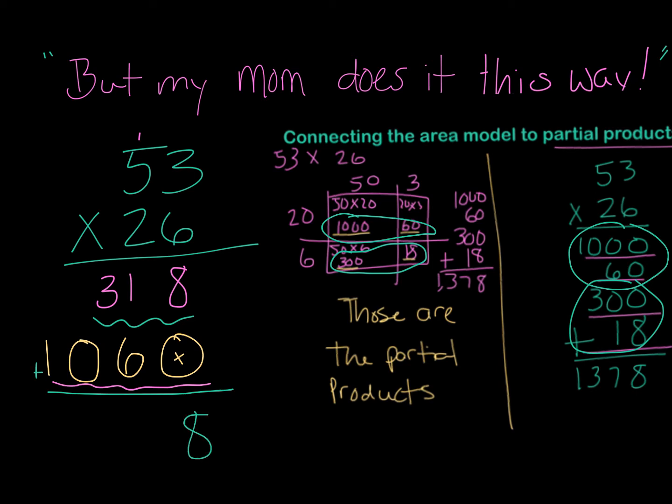When we add up the two partial products, we end up with 1,378 in all three models. Okay?